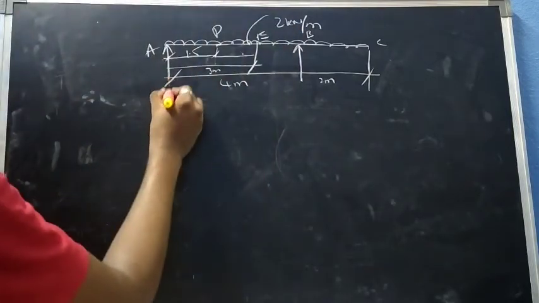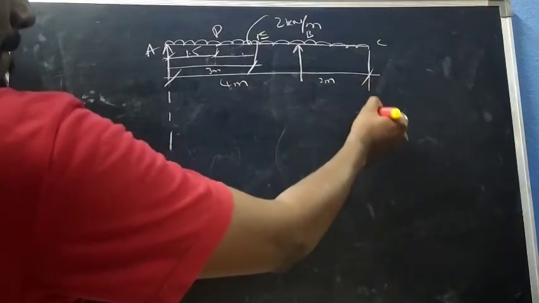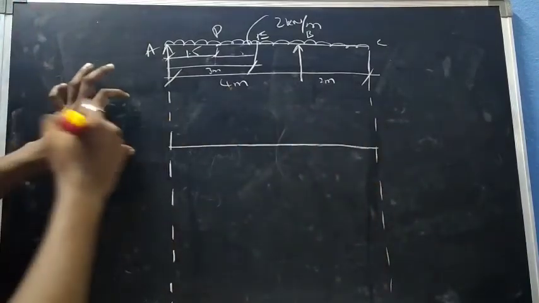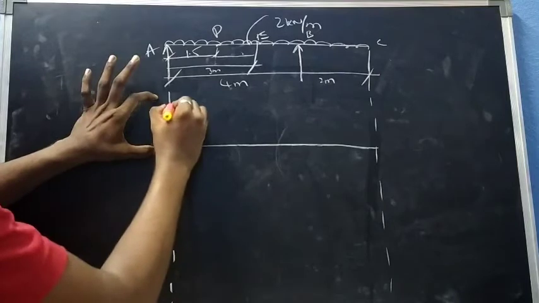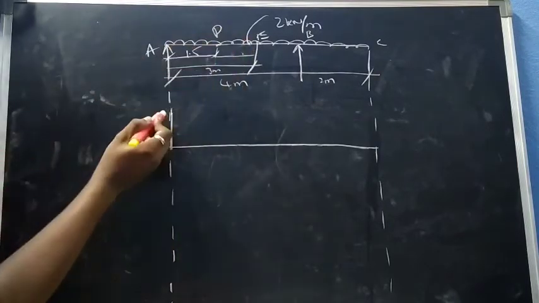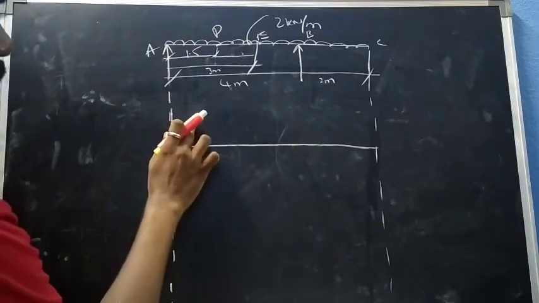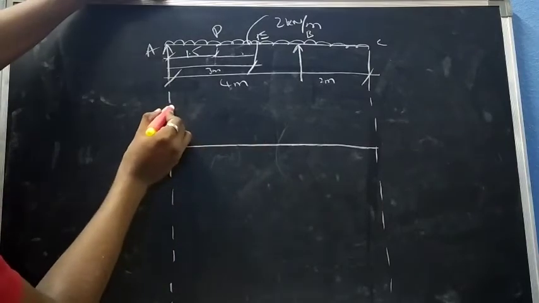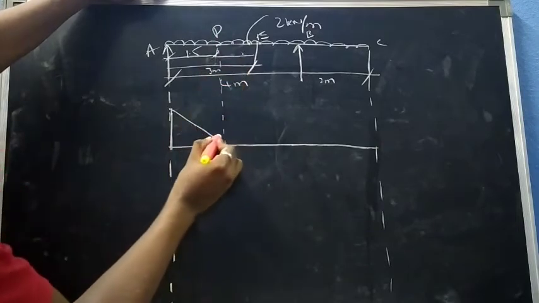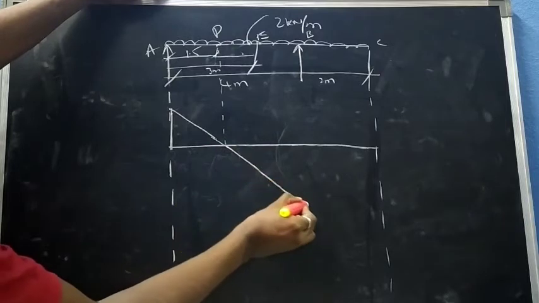Clear? Extend these lines to draw the shear force and bending moment diagram. Draw the baseline first. So we got the shear force at A, that is 3 kilonewton, raise this up. We know that for a uniformly distributed load, it goes linear. It will not go straight as a rectangle, it will go linear. So from here it will change at point D, and then it will go till B.